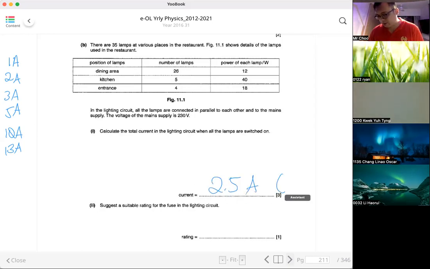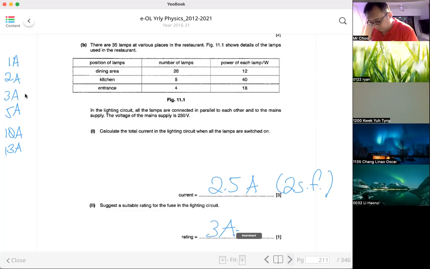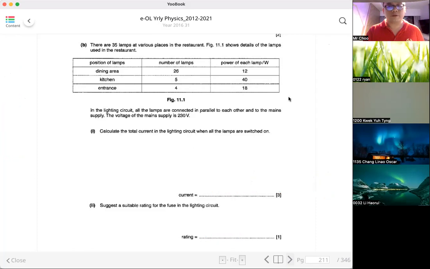You'll get 2.5A. Remember to write down 2SF. Okay, so the rating here should be slightly more than this. If you look at this, 2 will be too low. The best one will be 3 ampere. So the 3 ampere will be a good fuse to use to protect this house. Let's continue.